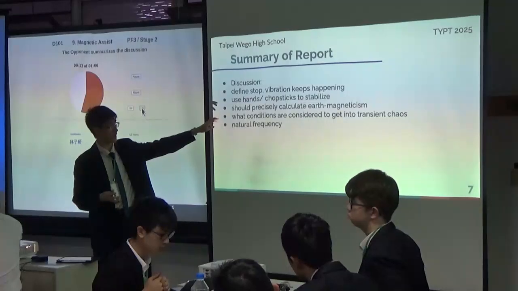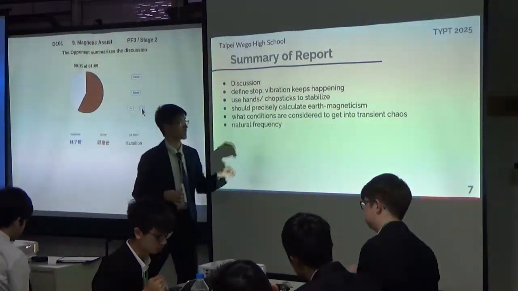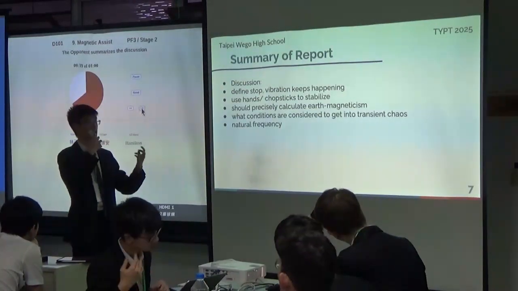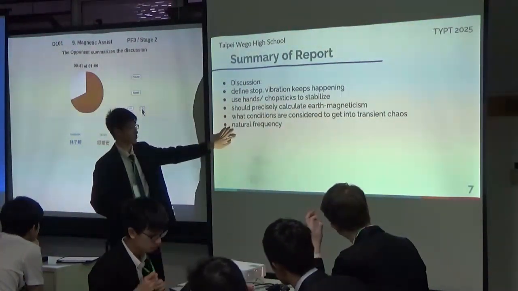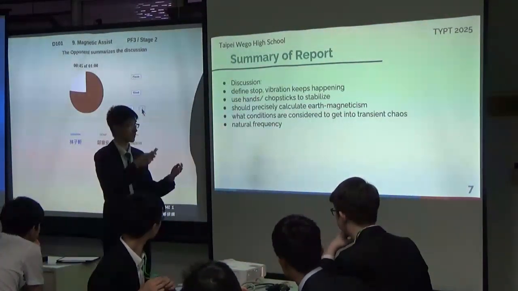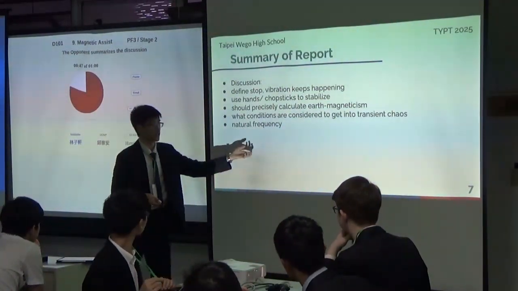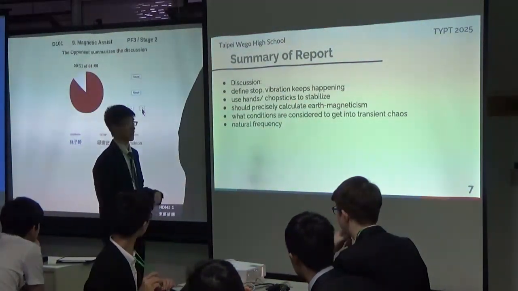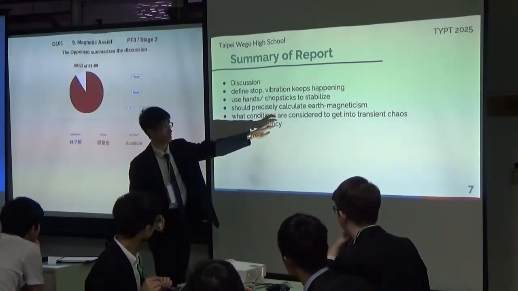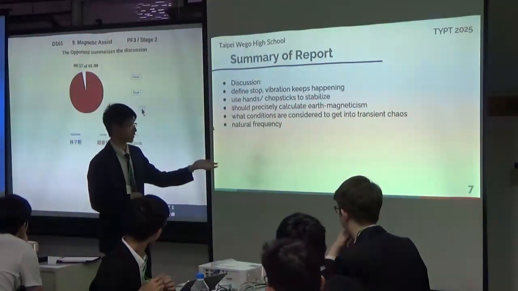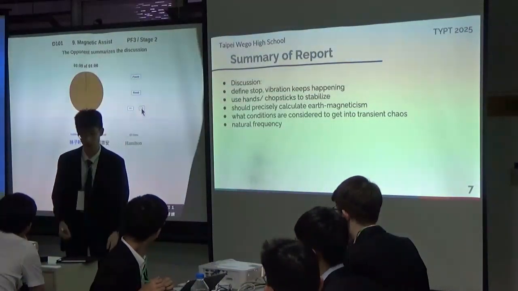And as for you, I think they need to precisely calculate the Earth's magnetism, because it is chaotic and sensitive to the initial conditions. And about the natural frequency, they didn't give a derivation or explain what it means. The definition of natural frequency in the PPT is not sufficient. And what conditions are considered to get into this type of chaos? They didn't provide that, they only know the results. Thank you.